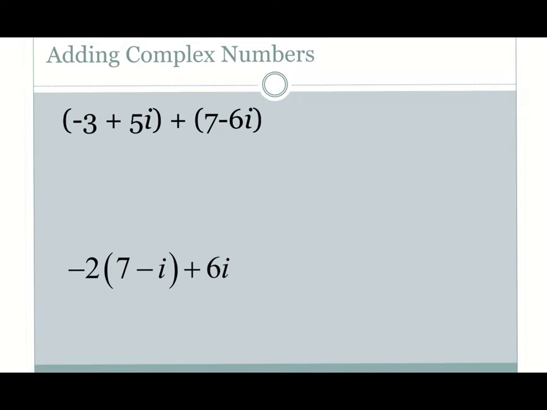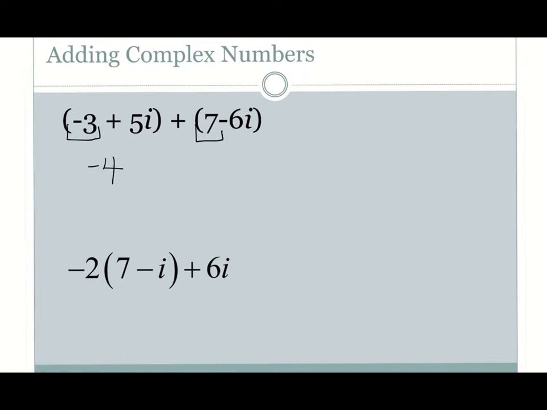So first we're going to start with adding complex numbers. When we're adding complex numbers, all we're doing, we can just think of i as a variable. If we were to think of it as x, we would combine our like terms. So we would combine our terms with x's, and then we'd combine our constants, our numbers together. So here we would combine -3 and 7. We would add them together. So -3 plus 7 is going to give us 4.